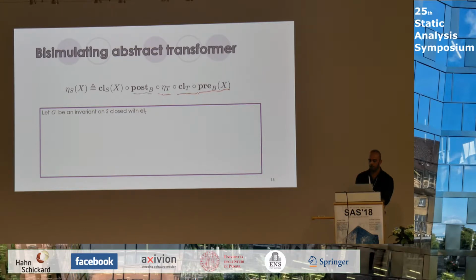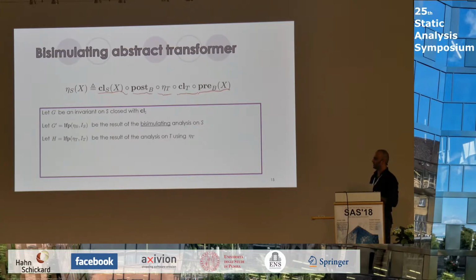We come back, and then again we make sure we stay within the abstract domain. So the main result we can show is that if G is an invariant on S computed with the abstract domain we chose, and if G prime is an inductive invariant computed using the bisimulating analysis, and if you have H, which is an inductive invariant on the source program T, then if H is stronger than G, then G prime is more precise than propagated H, which is more formally formatted as this.